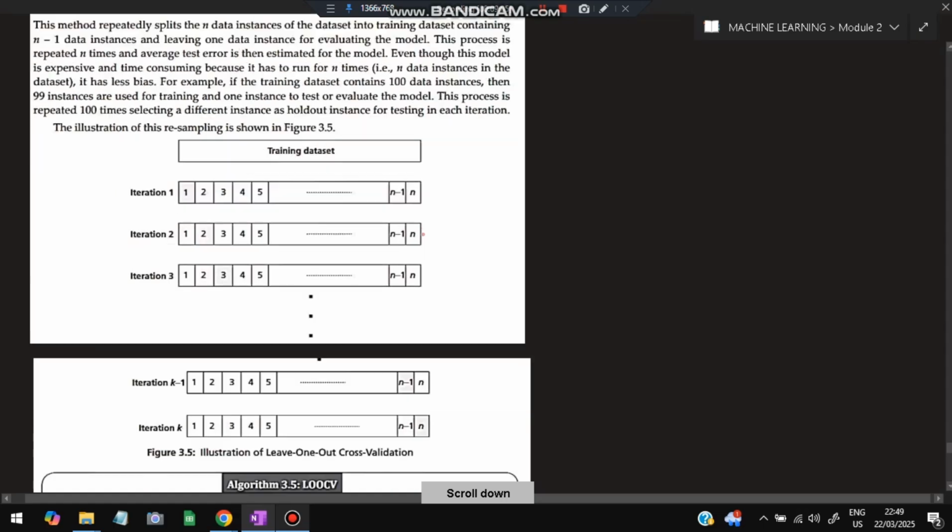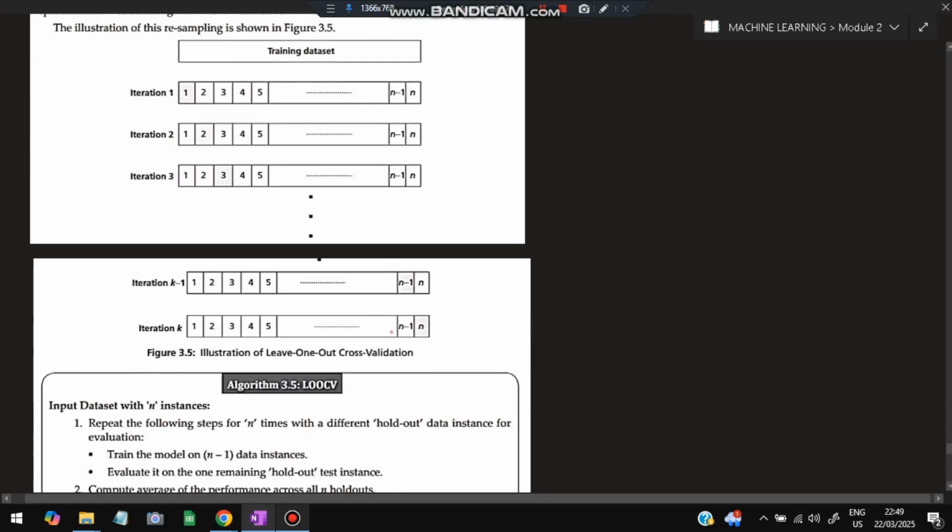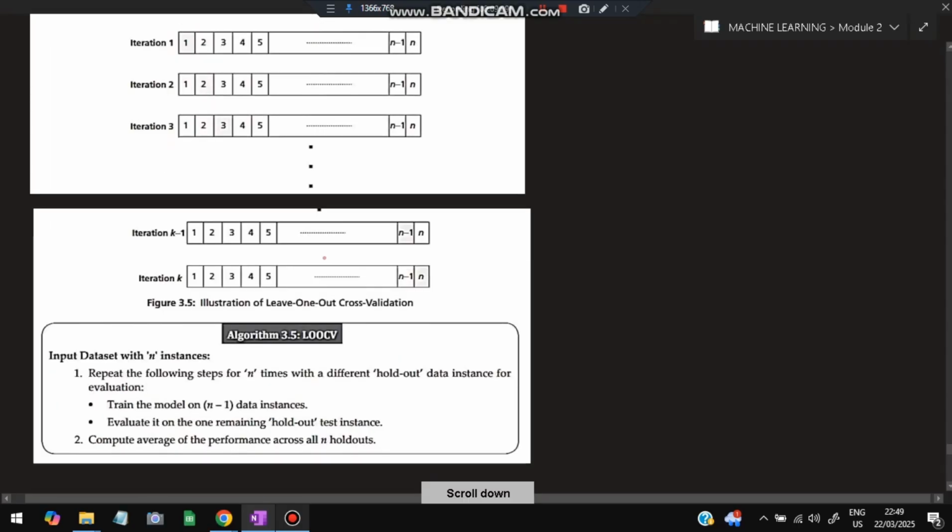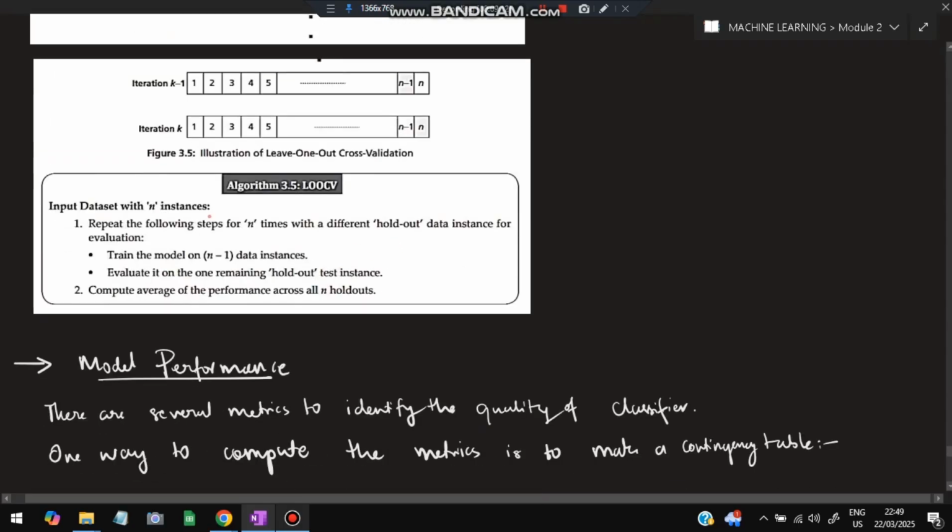Okay, so this is the training dataset. We will be going through all the data and leaving out one for validation. So here is the algorithm for it. Repeat the following n steps to hold out a data instance for evaluation: train the model on n minus 1 data instances and evaluate it on the one remaining holdout.